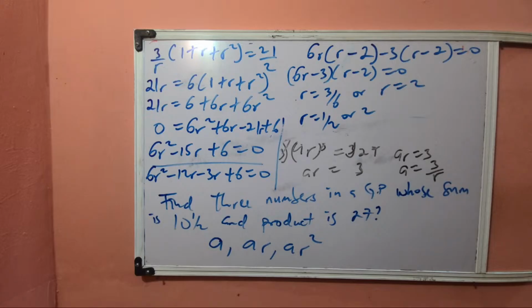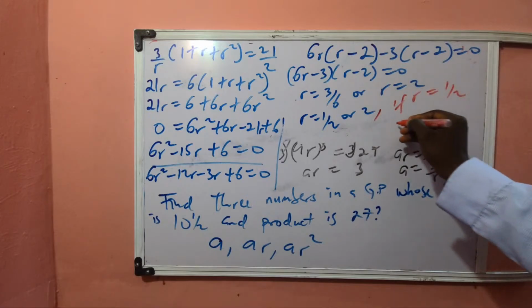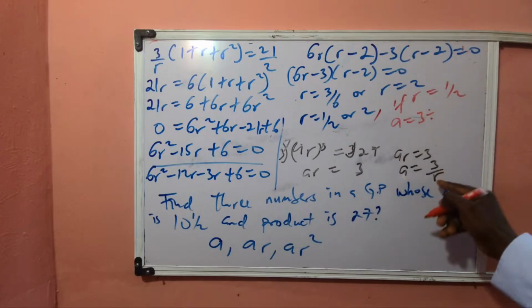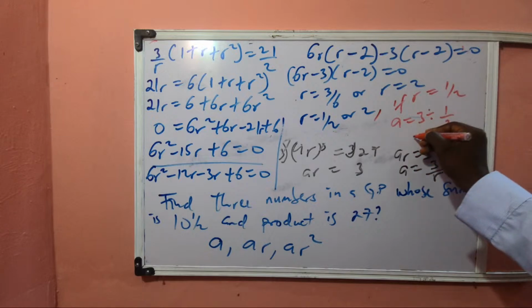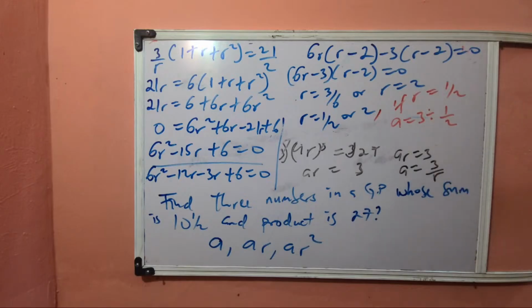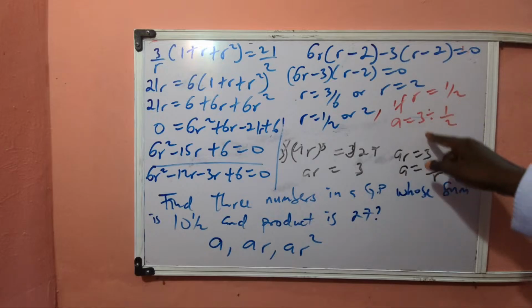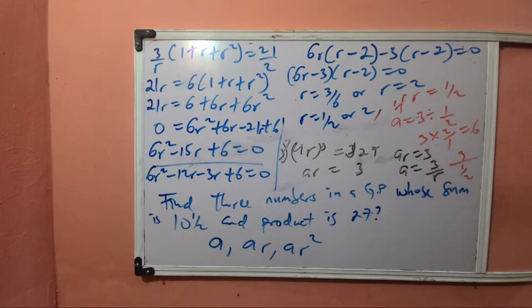If r was 1 over 2, my a would be equal to 3 divided by 1 over 2, because a is 3 divided by r. I want you to always know how to make use of the division symbol like this, because some of you will want to write 3 divided by 1 over 2. Of course, that's correct, but you will do better by writing it this way. In this case, I can easily write 3 times 2 over 1, which gives me 6. So when r was 1 over 2, I get my a to be 6.